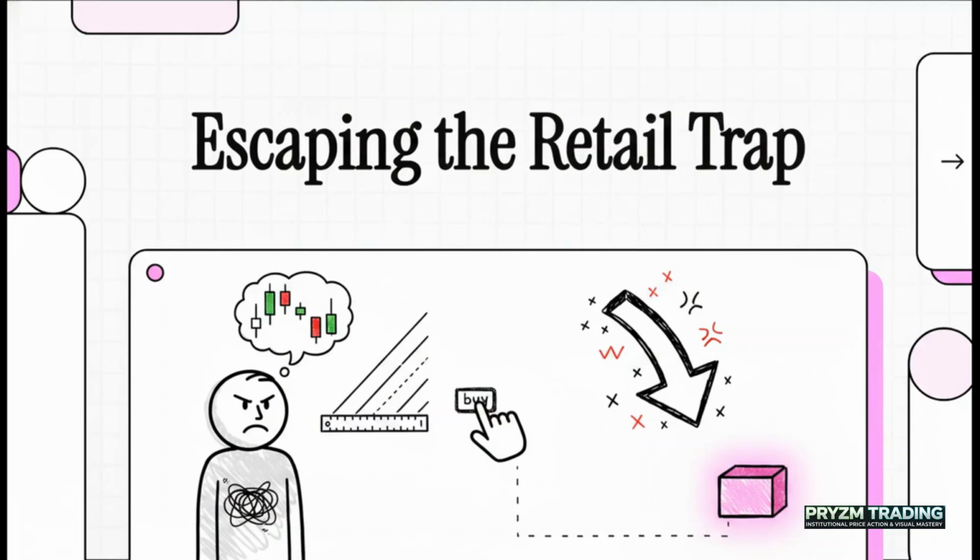Let's jump right into this explainer. If you've placed a trade lately, you've probably felt it, that absolutely sickening knot in your stomach, right? You followed all the rules, drew your lines perfectly, waited for confirmation, pulled the trigger, and then literally watched the market just brutally reverse against you.